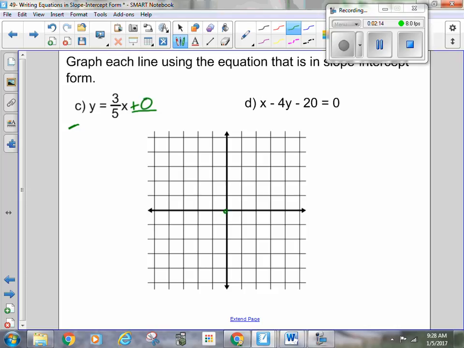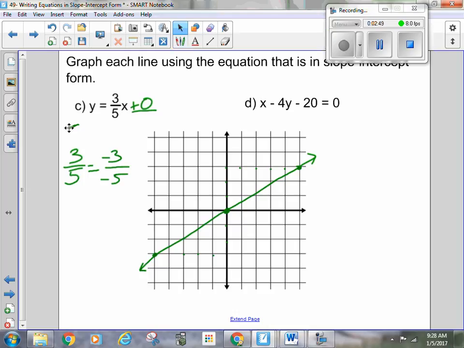So you start with your y-intercept, and then you do your slope. Our slope is 3 over 5, so that means I'm going to go up 3, 1, 2, 3, and then I'm going to go to the right 5 because it's a positive. So 1, 2, 3, 4, 5. So there's my point. Remember, 3 over 5 is equivalent to negative 3 over negative 5. So I also could go down 3, 1, 2, 3, and to the left 5 because it's negative, 1, 2, 3, 4, 5. So my other point could be there.